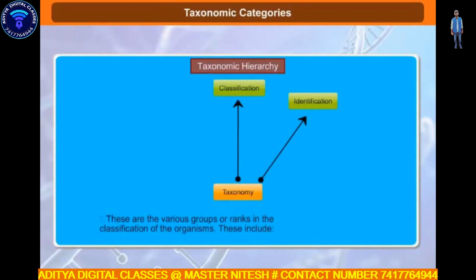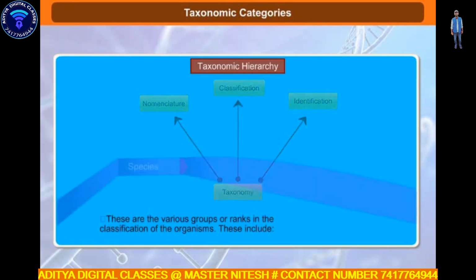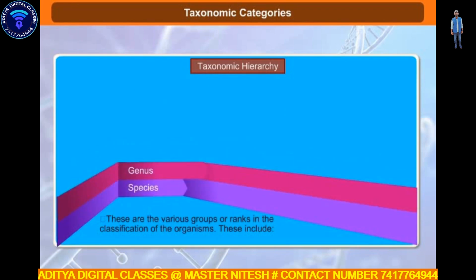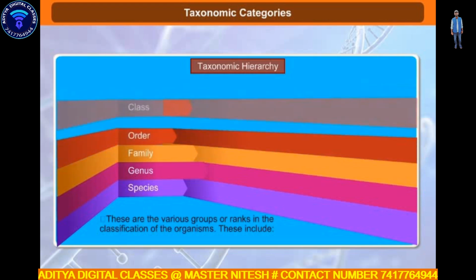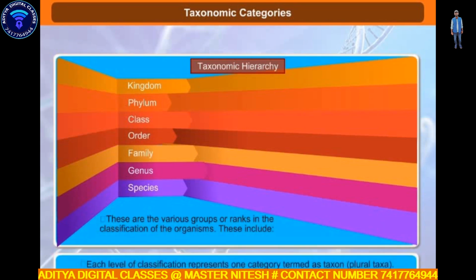Taxonomy. The process of identification, classification, and nomenclature of the organisms. Taxonomic categories. These are the various groups or ranks in the classification of the organisms. These include species, genus, family, order, class, phylum, kingdom. Each level of classification represents one category termed as taxon, plural taxa. All categories together constitute the taxonomical hierarchy.